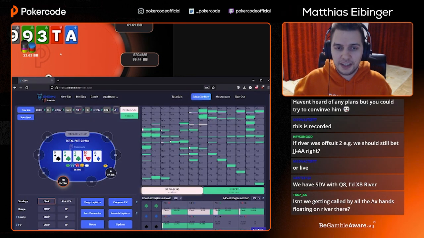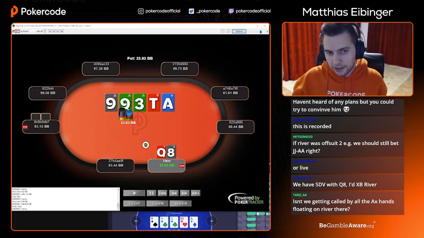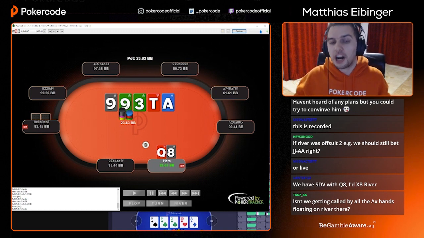Here we arrive on the river and that's what we want to see. I already said our only remaining value hands are basically trips. And with trips, we want to get a lot of value. We are not satisfied just getting 10 BB with trips. Trips is way too strong. We want to charge as much as we can possibly charge. Let's take a look at the strategy.